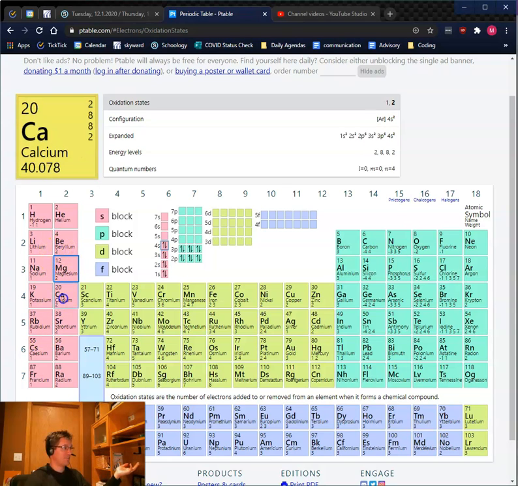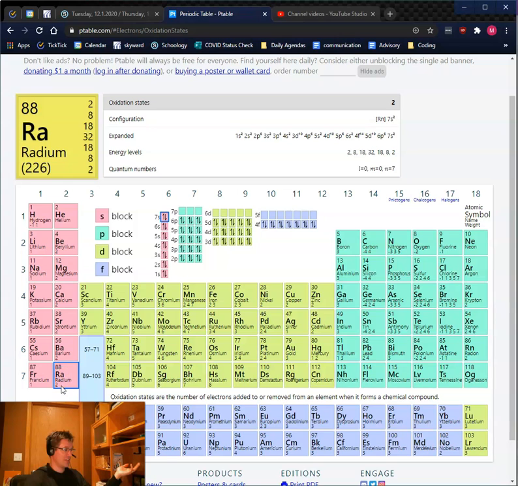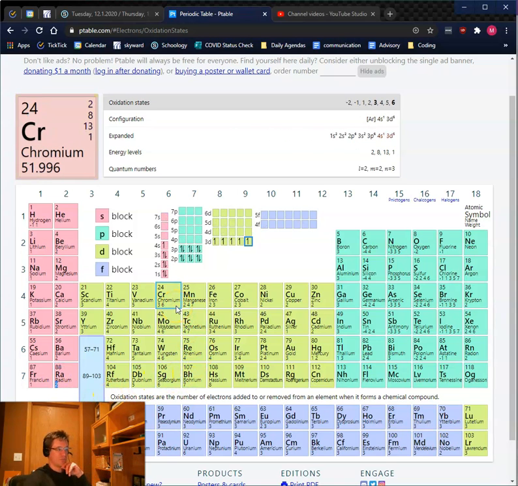Beryllium, magnesium, calcium, these are all in group 2. They all have a 2+. But look at some of these transition metals. Some of them have 2 numbers under them, like cobalt has a 2 and a 3. Iron has a 2 and a 3. You see, that's why they're called transition metals. Iron can be either 2+ or 3+.